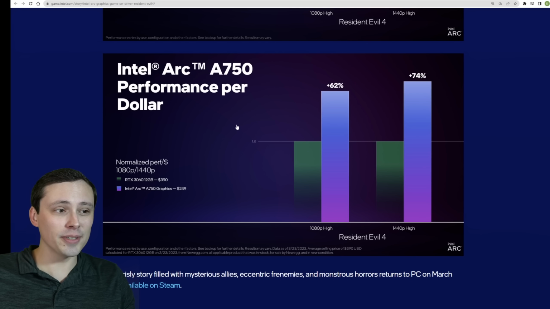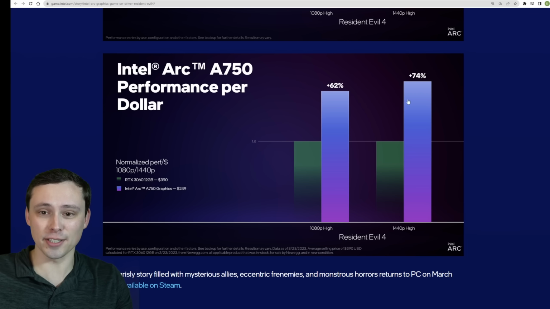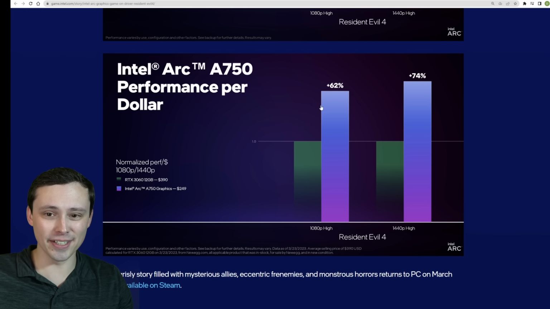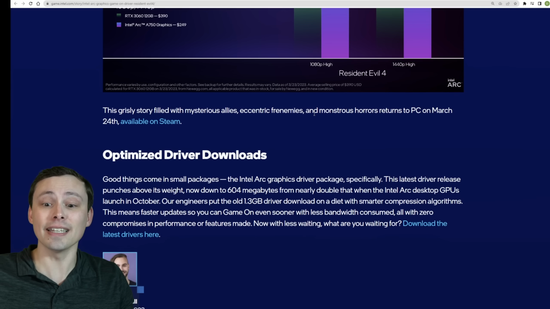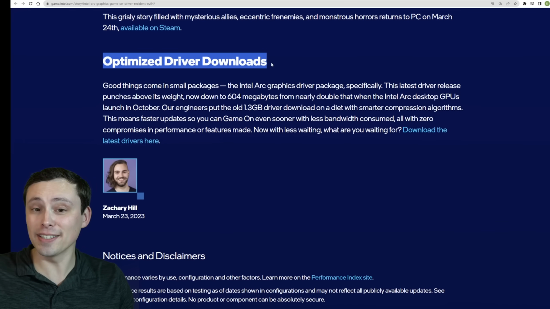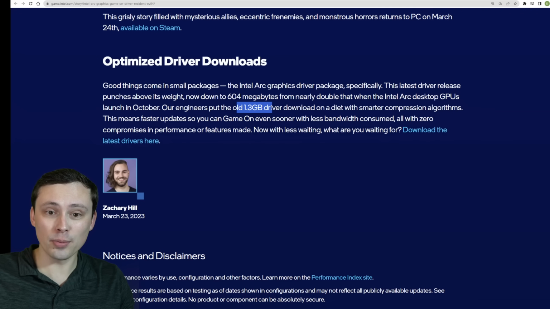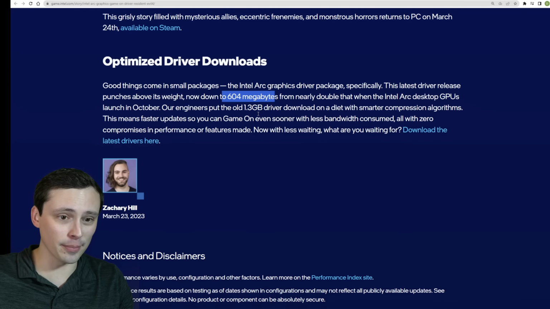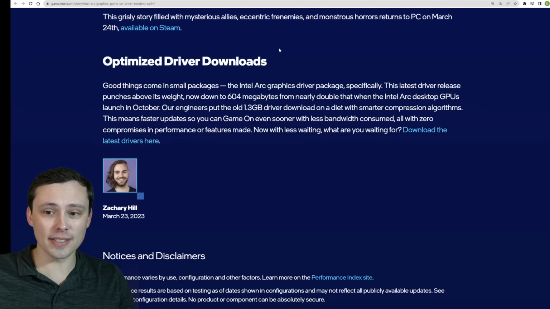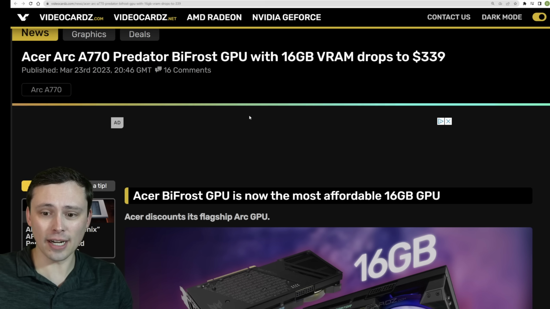The main issue here is notice that Intel doesn't put AMD in the graph, because AMD also has a significant price to performance advantage over NVIDIA here, and then the Intel lead would look a little less impressive. But another big deal, I don't know how big of a deal it is, but I think it's good, is that their driver download size was huge. It was 1.3 gigabytes, and now it's down to 604 megabytes. They have apparently found a much better way to compress it, so without wasting space on people's PCs and people's time downloading it. So that's good news. Further improvements to Intel graphics drivers.